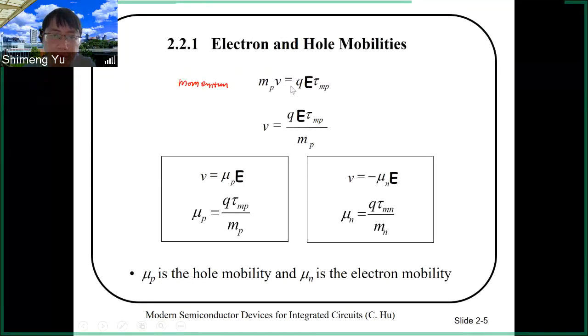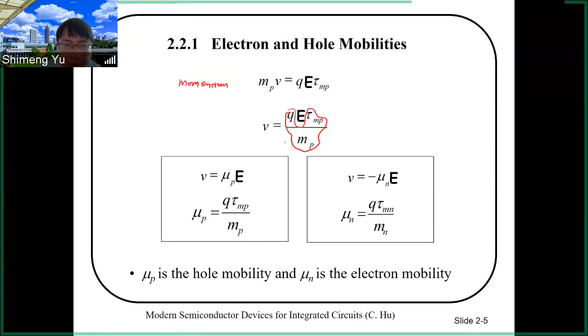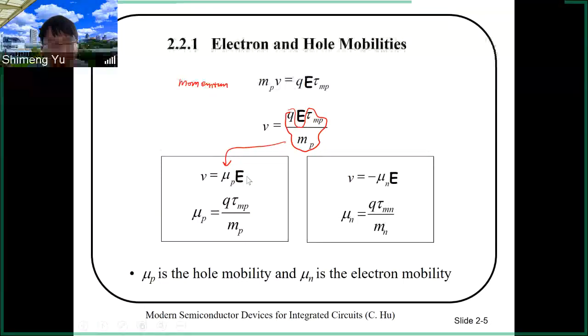So this is the momentum in Newton's law, and then we can derive the velocity as a function of the electric field. And then we can define those three parameters as the mobility mu p for the hole. So here the conclusion is the velocity is proportional to the electric field, and this coefficient is called the mobility. And this is for the hole.